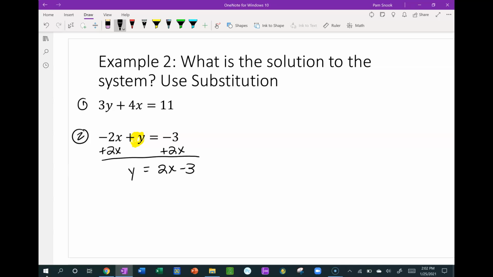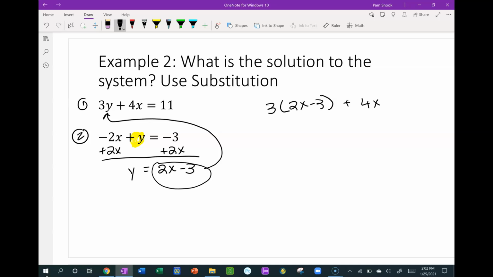Now this one is solved for y. So I'm going to take this y equals 2x minus 3 and plug it into equation 1. I'm plugging it in right there for y. So 3 times (2x minus 3), plus 4x equals 11. I've got one equation with one variable. That's what I need. So I'm good to go.